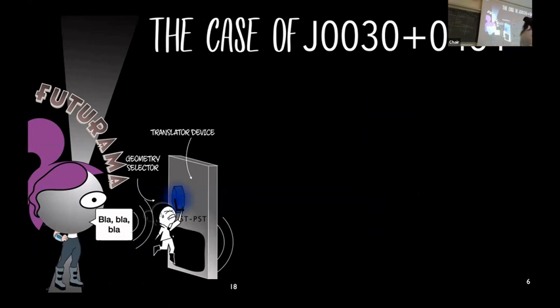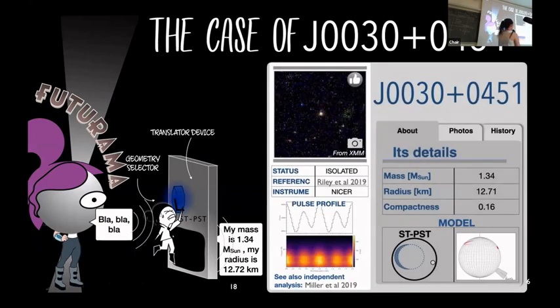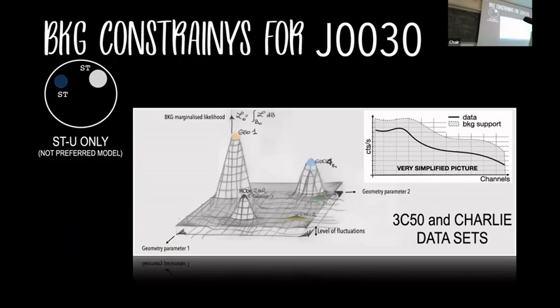So now going back to J0030. What was found in Riley et al., and also Miller et al., but let me just focus on Riley et al., is that X-PSI was the model that fit the data well. And the radius was about 13 kilometers and the mass 1.3 solar masses for this isolated neutron star.